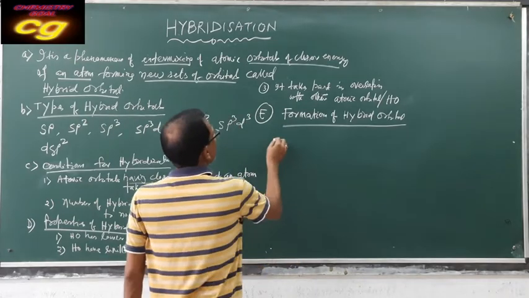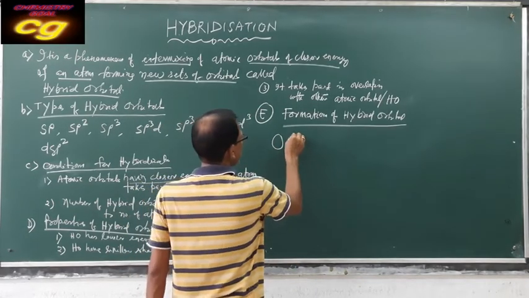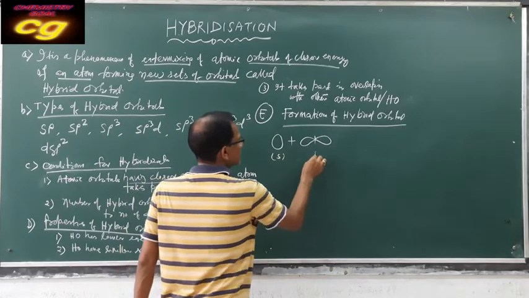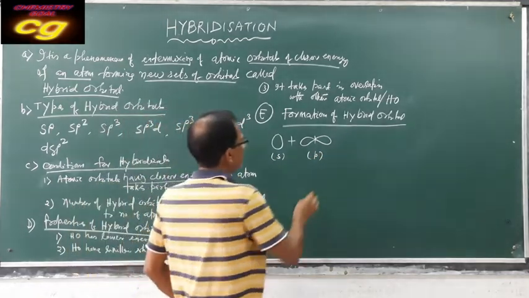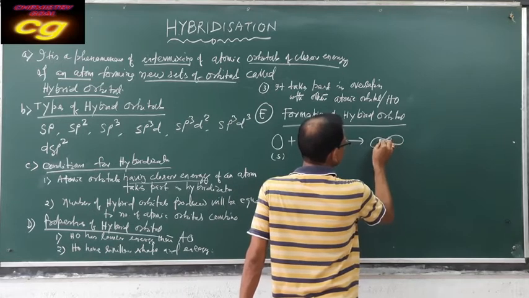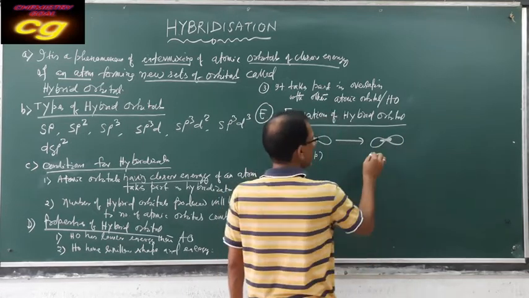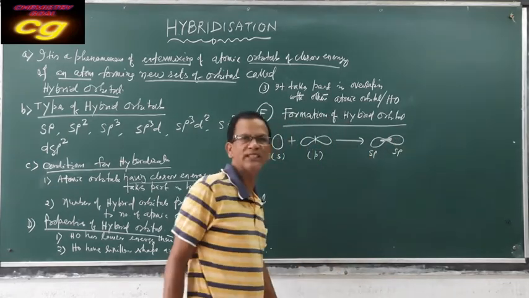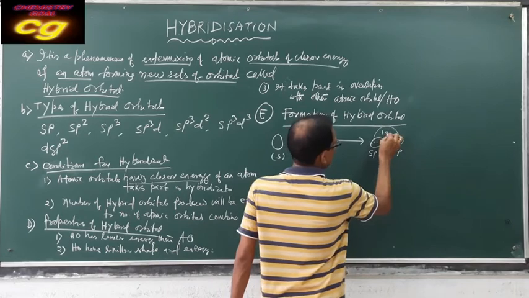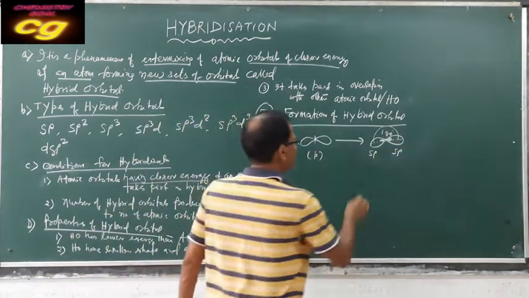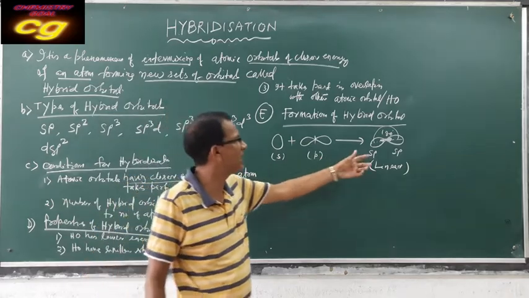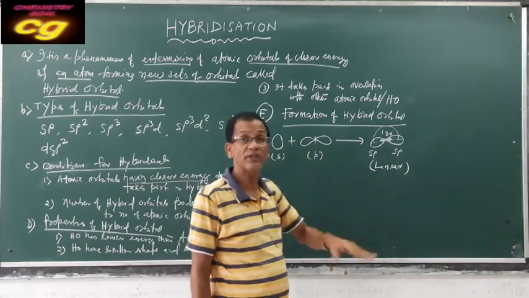First, suppose an s orbital is mixed with a p orbital. This is the s orbital, this is the p orbital. When they intermix, they form the sp hybrid orbital. Two sp hybrid orbitals are produced. The bond angle of sp hybrid orbitals is 180 degrees and the shape is linear. So this is the formation of sp hybrid orbitals by taking s and p of the same atom.